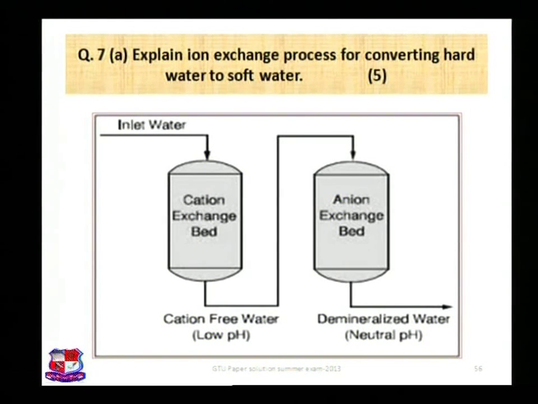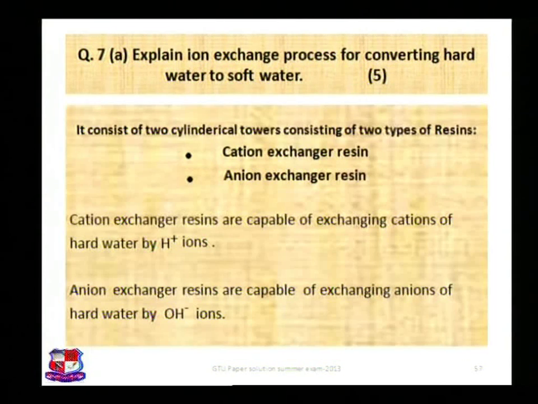Let us understand the process. The ion exchange process consists of 2 cylindrical towers containing 2 types of resins, that is, cation exchanger resin and anion exchanger resin. Cation exchanger resins are capable of exchanging cations of hard water by H+ ions, and anion exchanger resins are capable of exchanging anions of hard water by OH- ions.